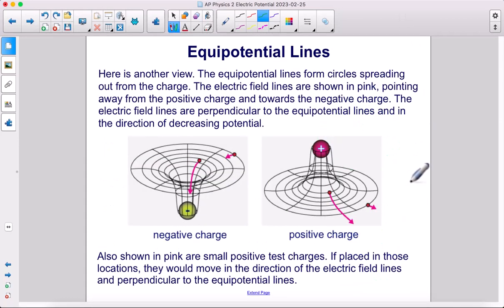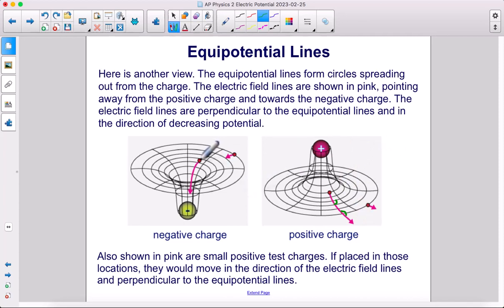Here is another view. The equipotential lines form circles spreading out from the charge. The electric field lines are shown in pink, pointing away from the positive charge and towards the negative charge. They're always pointing downhill. The electric field lines are perpendicular to the equipotential lines. See, these are all 90-degree angles here. And they point in the direction of decreasing potential, which means they're pointing downhill.